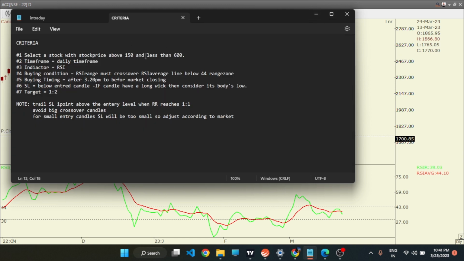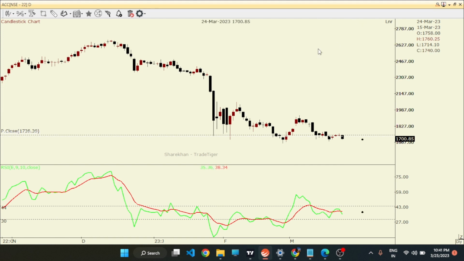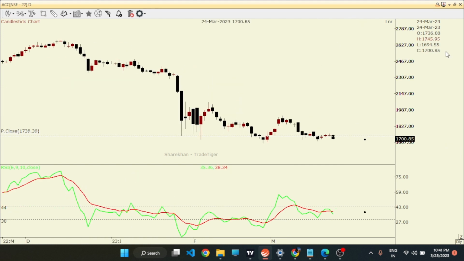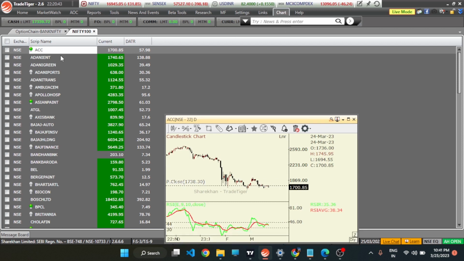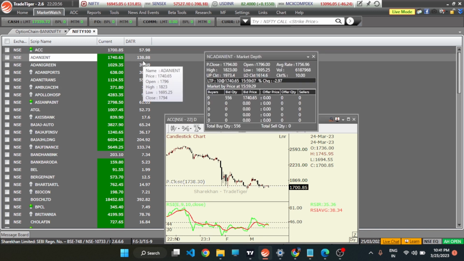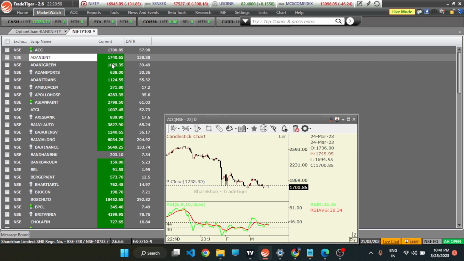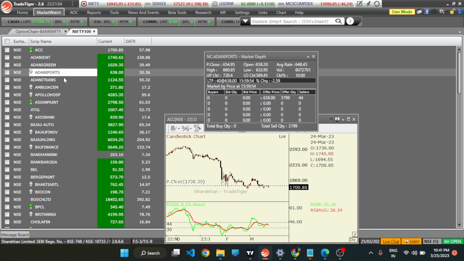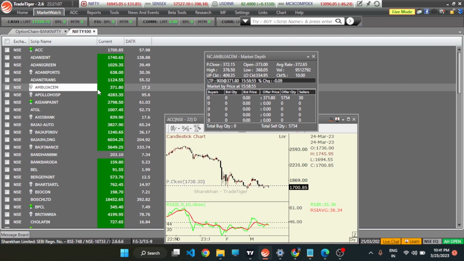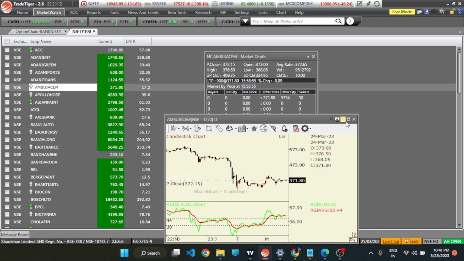So what our first condition says: the stock price must be above 150 and less than 600. This is 1700, I am just changing the stock. As you can see, this is the ShareKhan platform, and here I have opened the Nifty 100 stocks, and I am going to explain some stocks from this list. Adani Enterprises is 1380, I am not going to take that. Then Ambuja Cement, here it is. It lies within 150 and 600, so I'm going to add this to our chart.